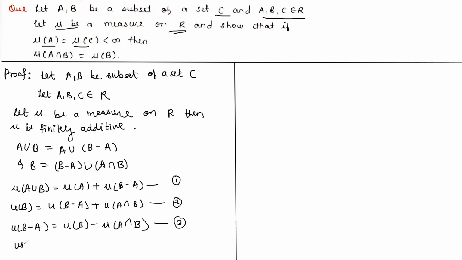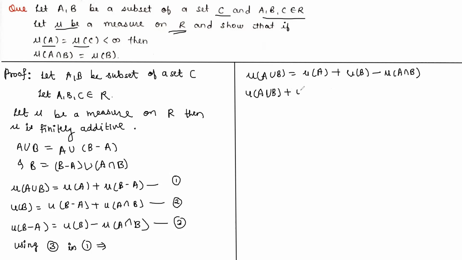Now using 3 in 1, this implies measure of A union B is equal to measure of A plus, in place of measure of B minus A, we put measure of B minus measure of A intersection B. So, shifting this minus measure of A intersection B to the left hand side, we have measure of A union B plus measure of A intersection B is equal to measure of A plus measure of B. Let this be number 4.